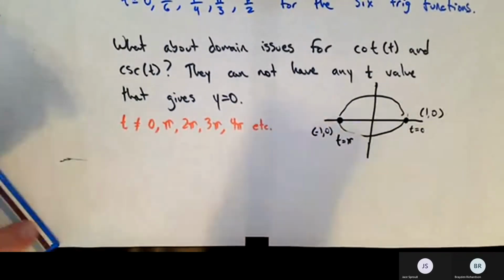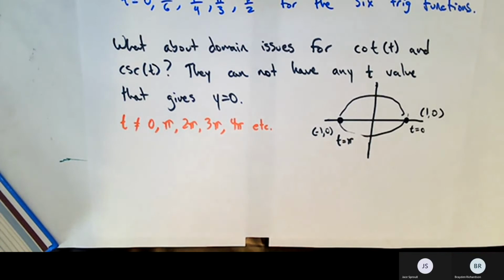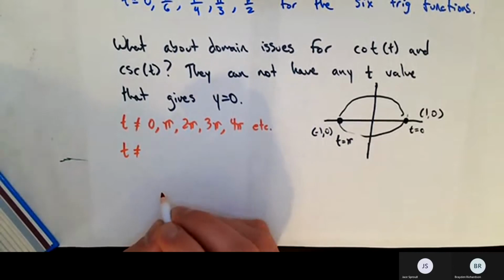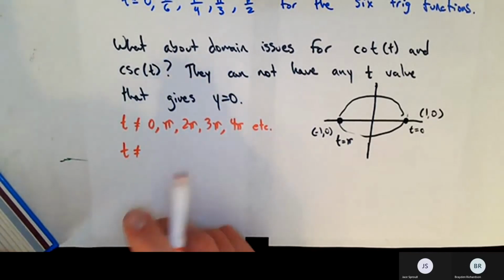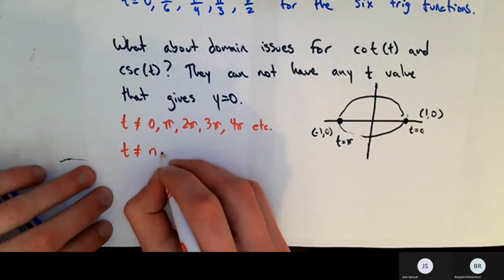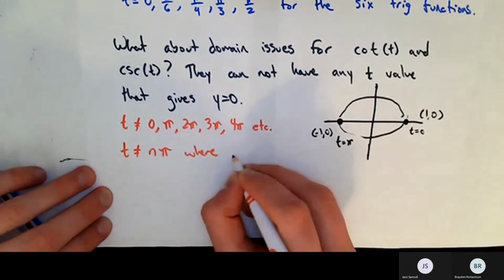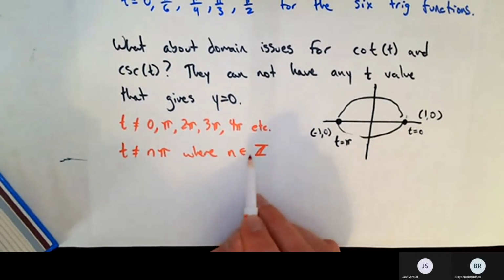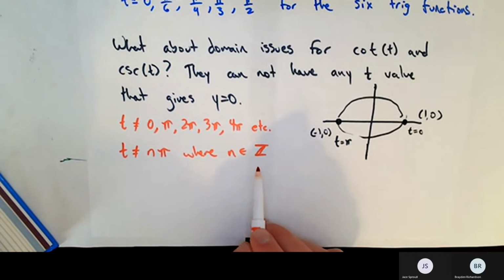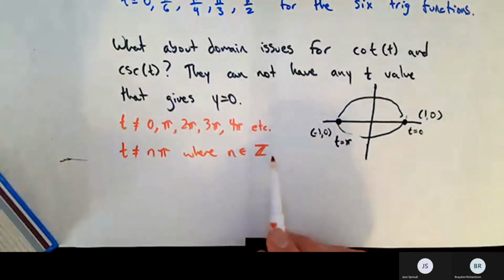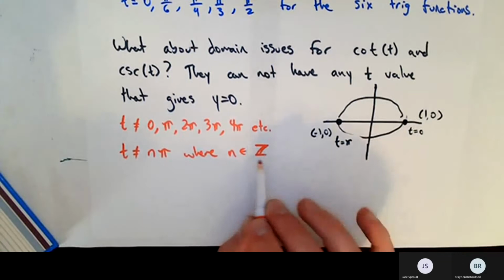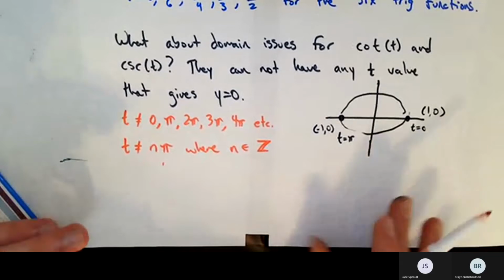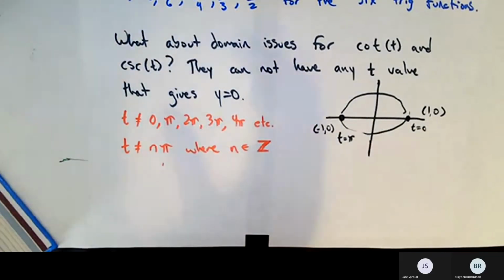You get it. So how do I say this? Here's an easier way to list all of these. T cannot be n pi, where n is any integer. Remember, the symbol for integers is this weird capital looking Z letter. Integers are the positive whole numbers and negative whole numbers and 0. So this is the way to sum up the domain issues for cotangent and cosecant.